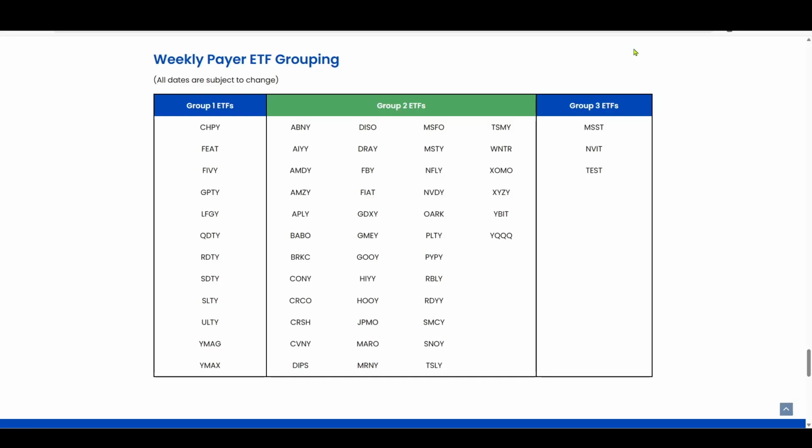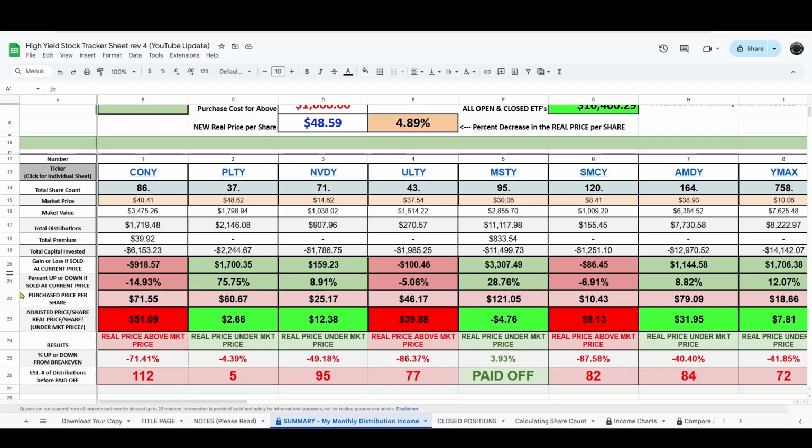So it's time to update my spreadsheet. We're going to update that with the Yield Max ETFs that did pay out this past week. And I'm also going to update it with the number of shares that I did purchase to find out what my new real price per share will be.